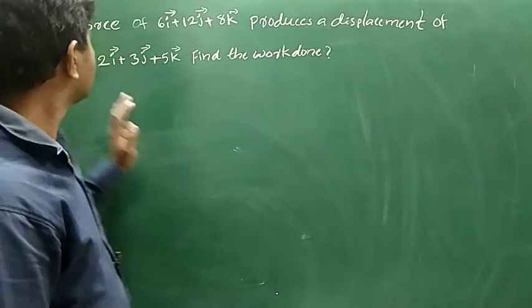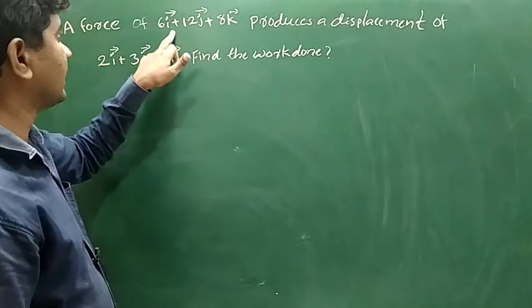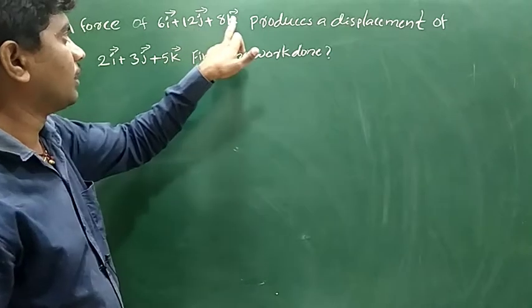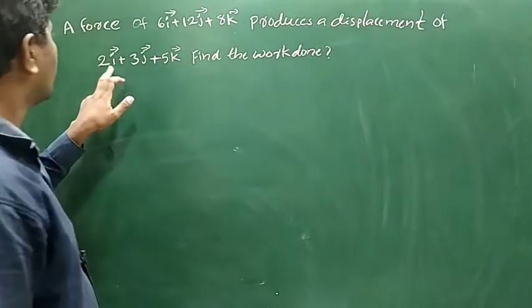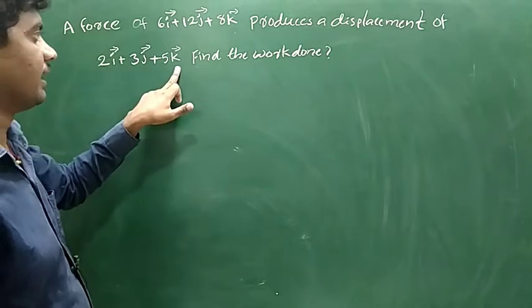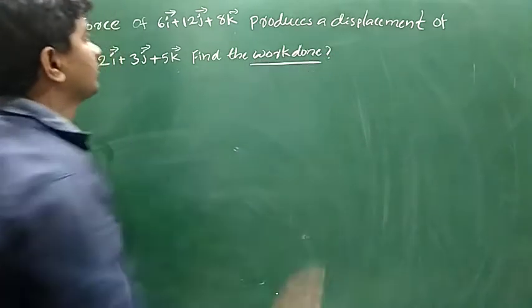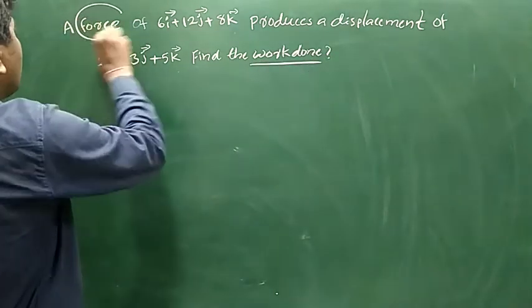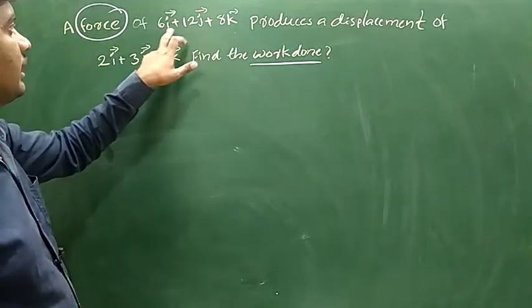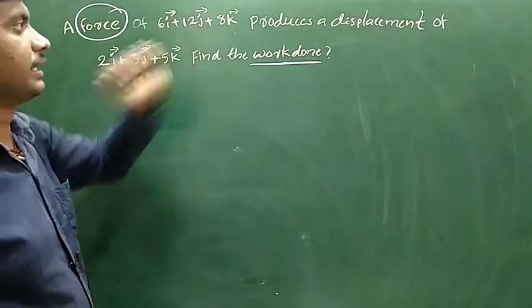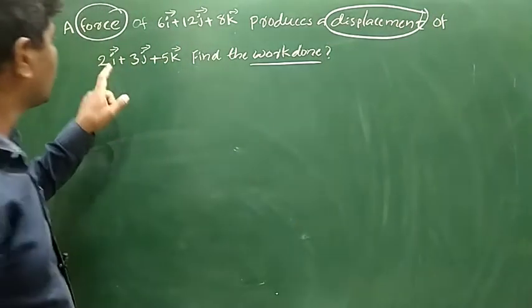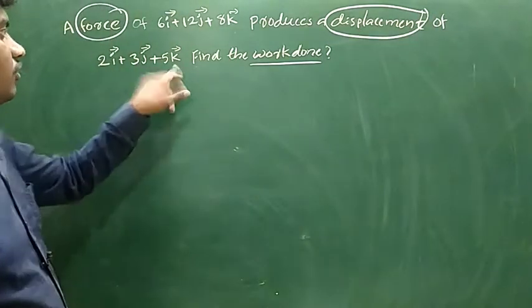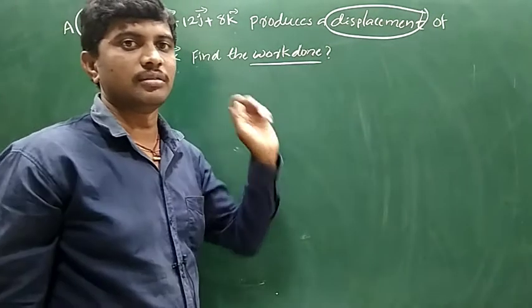The next problem: a force of 6i plus 12j plus 8k produces a displacement of 2i plus 3j plus 5k. Find the work done. The force equals 6i plus 12j plus 8k, and the displacement equals 2i plus 3j plus 5k. Find out the work done.